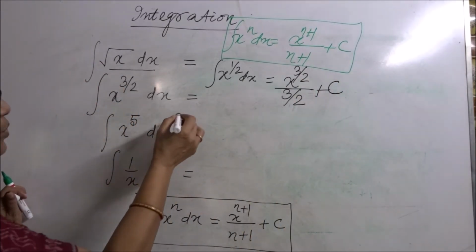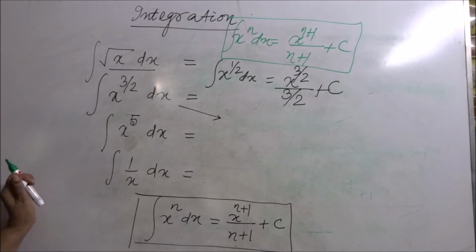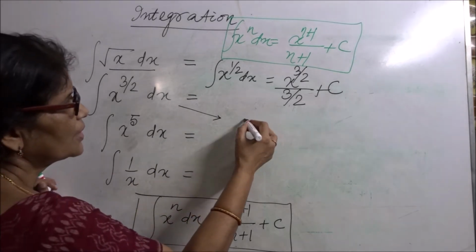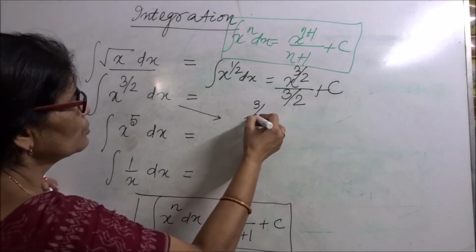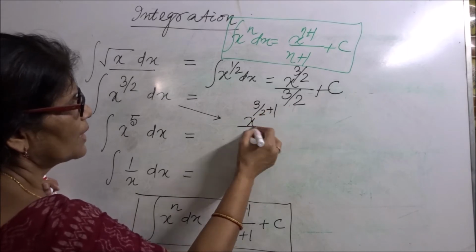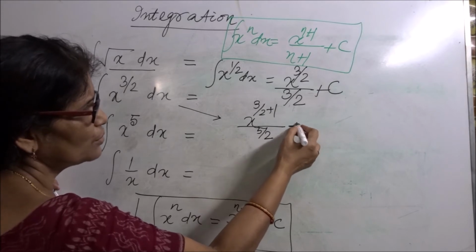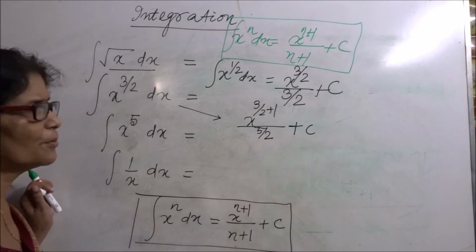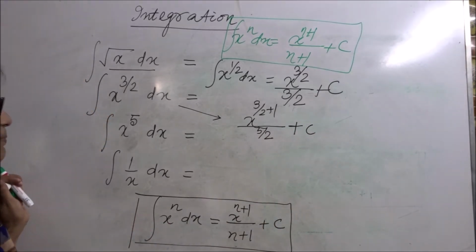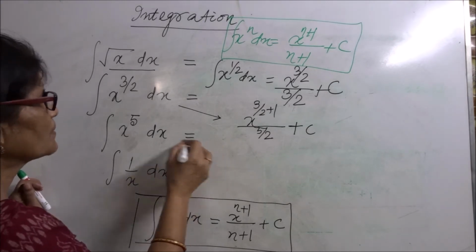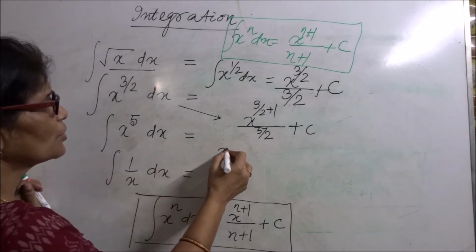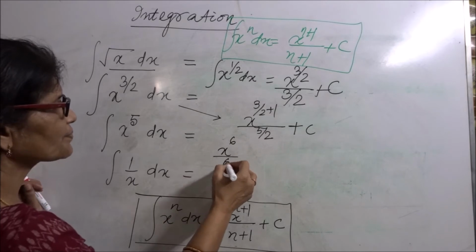Similarly, next I will go to x to the power 3 by 2. I hope you can get it now. It will be 3 by 2 plus 1 by 3 by 2 plus 1. So certainly this will be 5 by 2. So it will be x to the power 5 by 2 by 5 by 2. If it is x to the power 5, it will be x to the power 6 by 6.